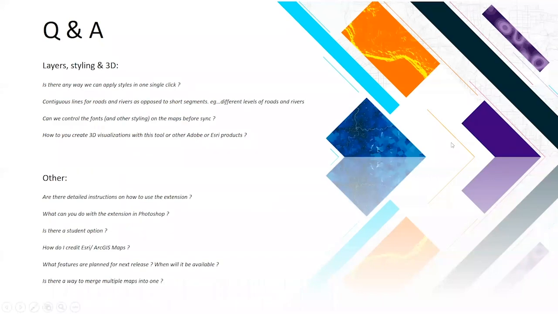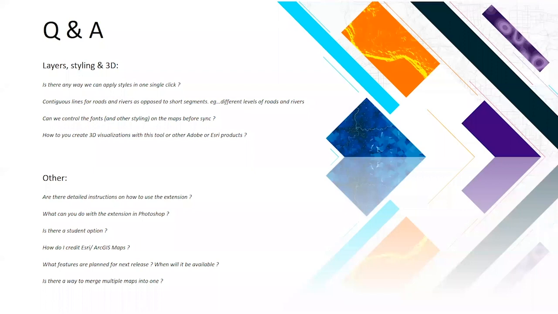Okay. Next Q&A, layers, styles, and 3D. Is there a way to apply styles in a single click? So yes, there is. Again, that was the demonstration with the symbol replacement. The idea is that you have a symbol library, a brushes library, or a strokes library set up with a name, and the name matches the layer or the sublayer in the document. Then you can run that process. And this is documented in our help system as well, which I'll share the link to after.